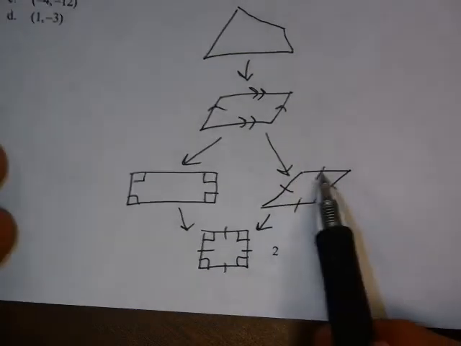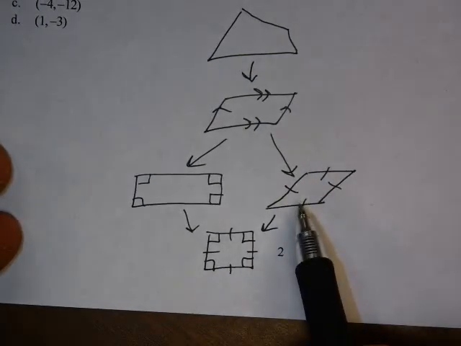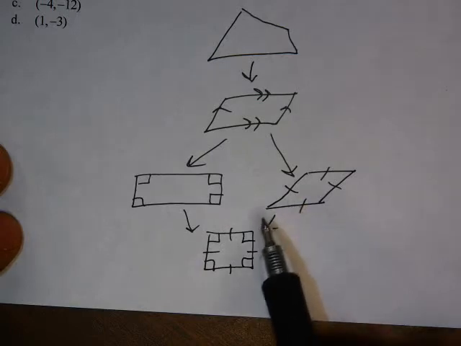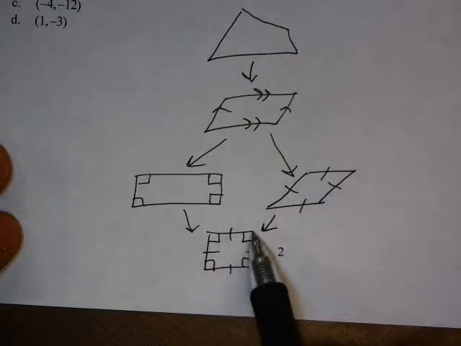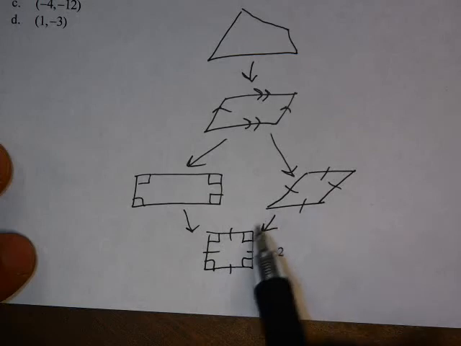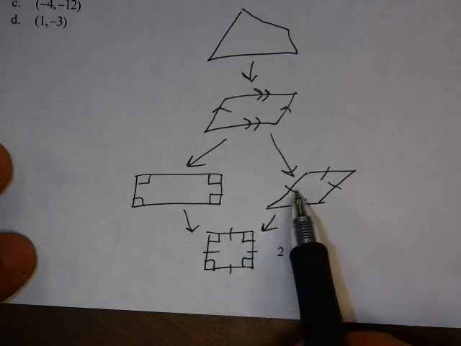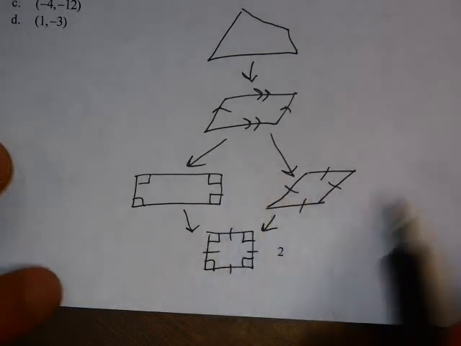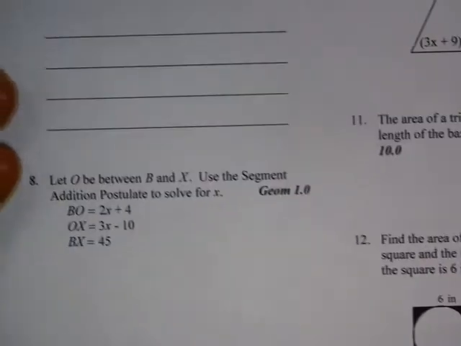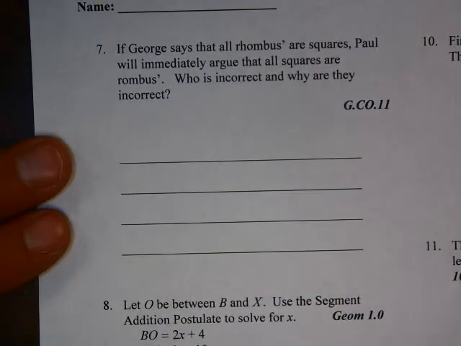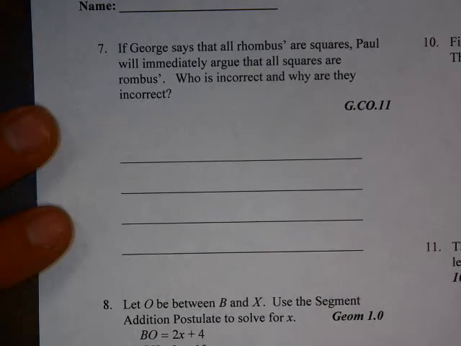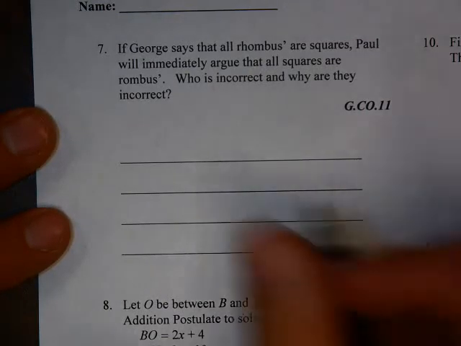Now back in the problem, it said, George says that all rhombuses are squares. Well, remember, the rhombus led to the square. The rhombus isn't a square yet. Paul says that all squares are rhombuses. The squares are rhombuses because that's where they came from. So if we go back to the problem, George again says that all rhombuses are squares, but remember the rhombus came before the square.